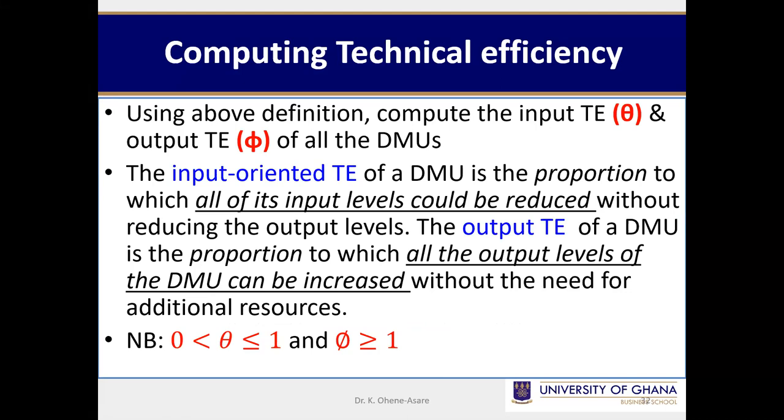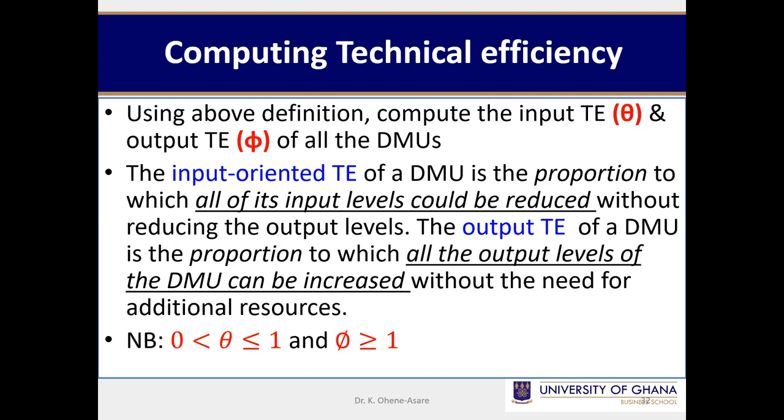So when we talk about the input-oriented score, we are talking about the percentage by which all the inputs can be reduced. Look at that word carefully. The percentage by which you can reduce all the inputs without touching the output. And the output-oriented score is also the percentage of reducing all the outputs, or the percent of increasing all the outputs, without touching the input.